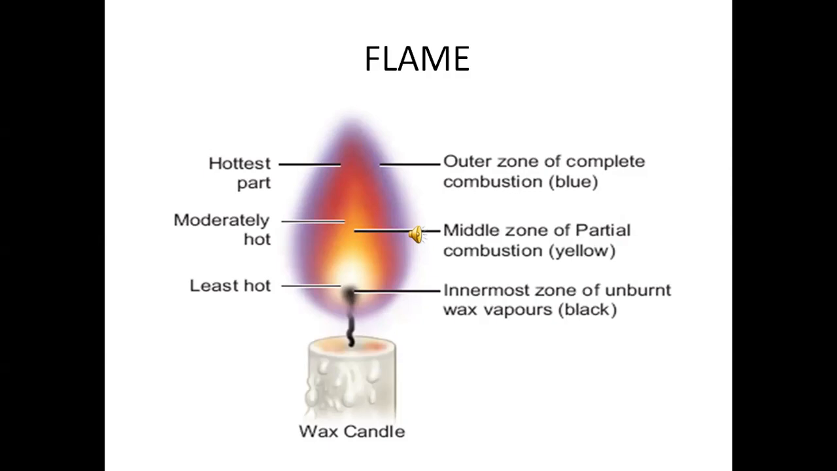In the outer zone, complete combustion of the fuel takes place and the color of the flame is blue and it is the hottest part of the flame. It is the non-luminous part of the flame. Second, the middle zone. Partial combustion of the fuel takes place, the color of the flame is yellow and it is the moderately hot part of the flame. It is the luminous part of the flame. Next, the third one, the inner zone. There are abundant vapors of the fuel and the color is black and it is the least hot part.